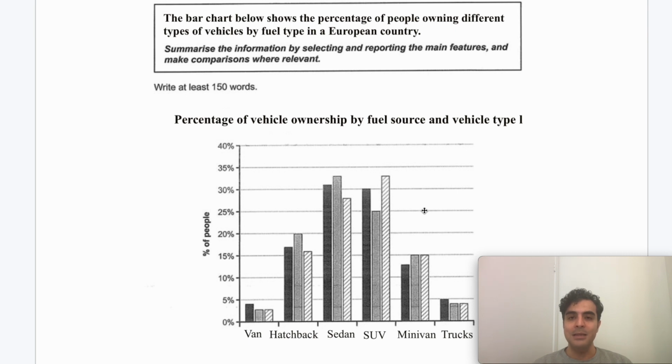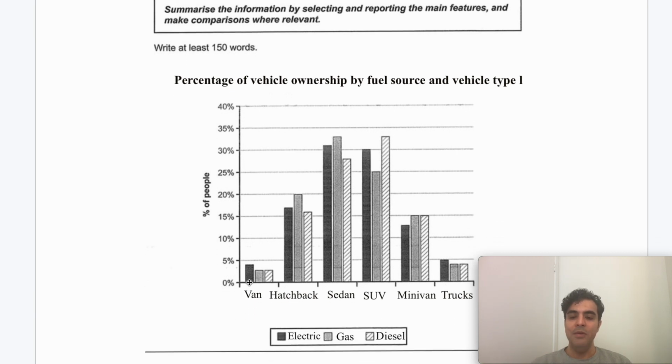Now, the task has just told us that this is a bar chart. Similar to the line graph that we just saw, we have another vertical axis and a horizontal axis. As you can see here, on the vertical axis, we have different kinds of vehicles. We have vans, hatchbacks, sedans, SUVs, minivans, and trucks, right? Now, in the line graph, if you recall, the horizontal axis represented time. This time, there is no time. It's different types or different categories of the data.